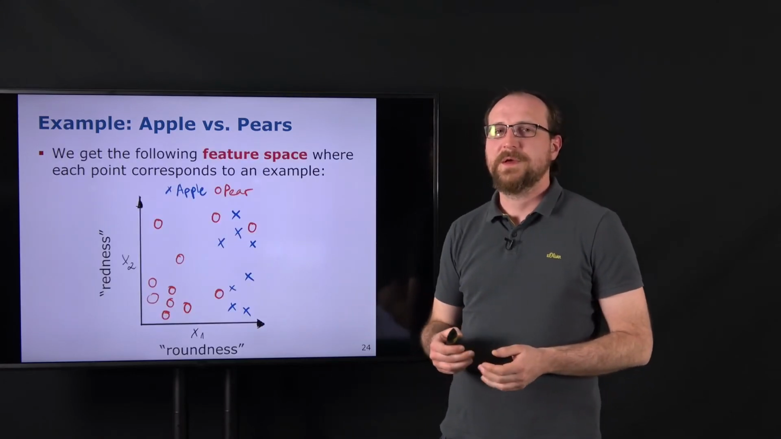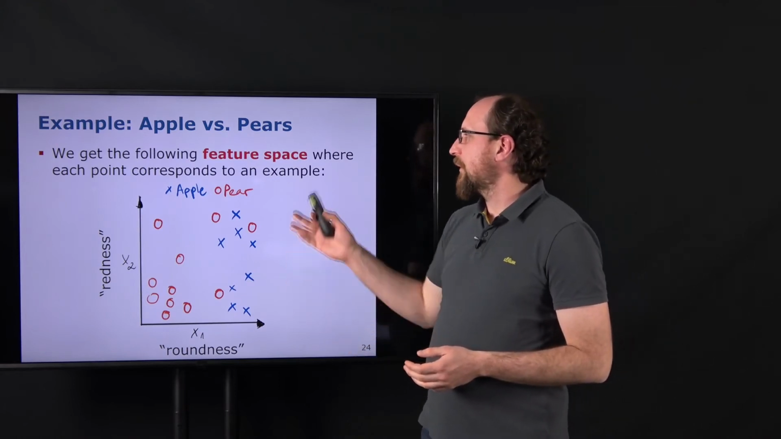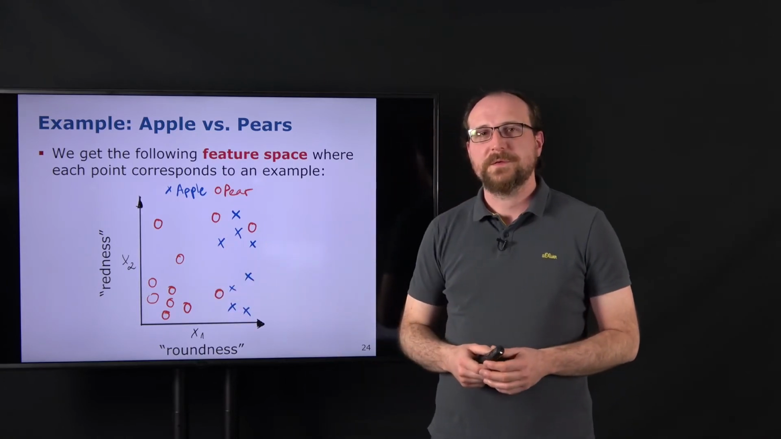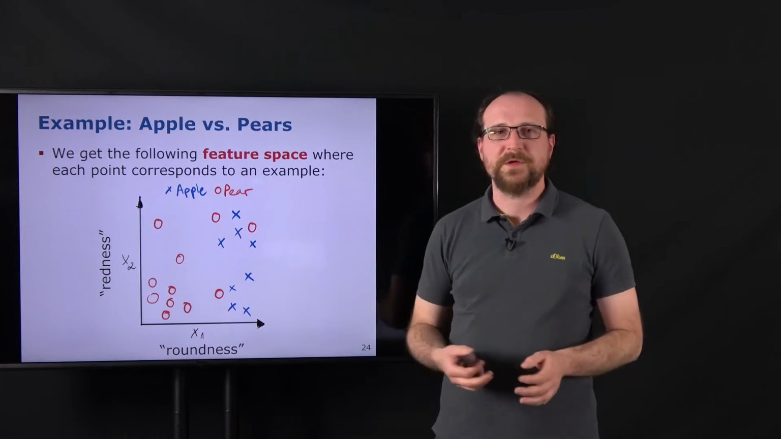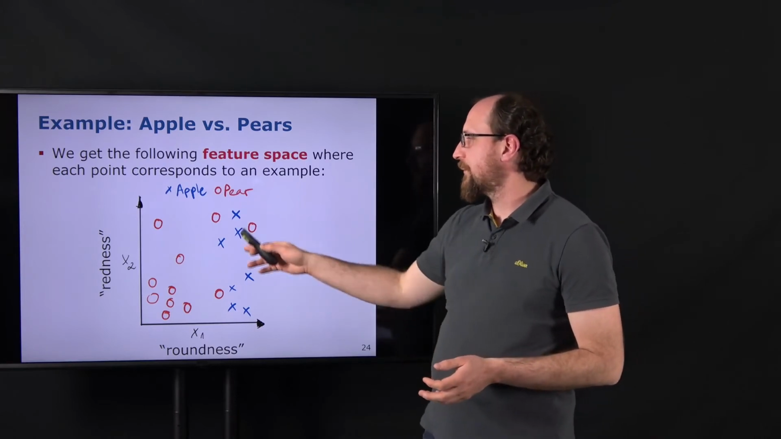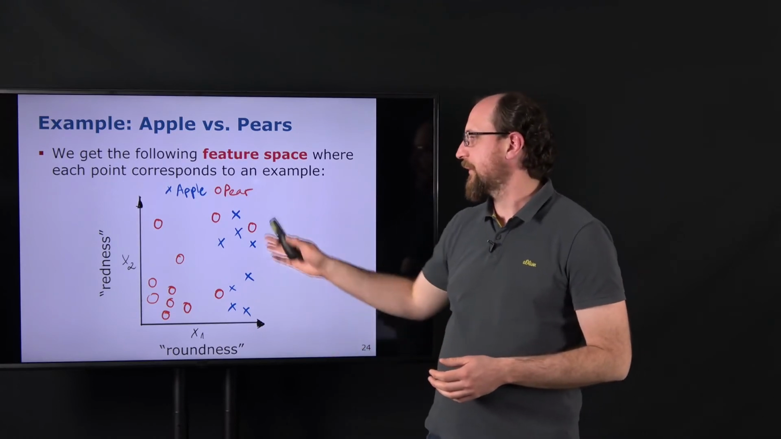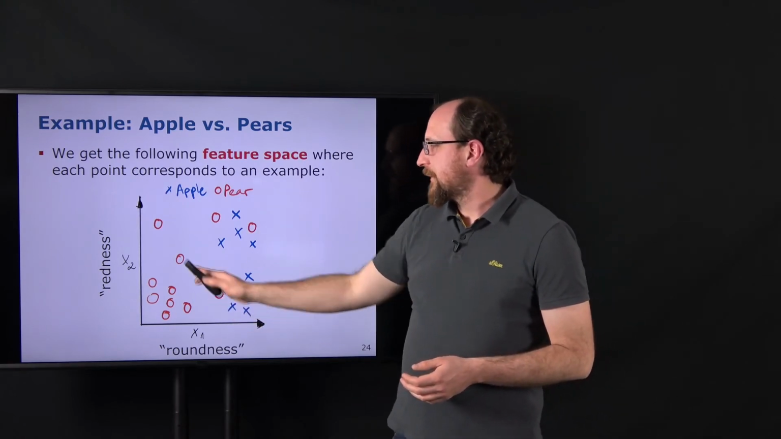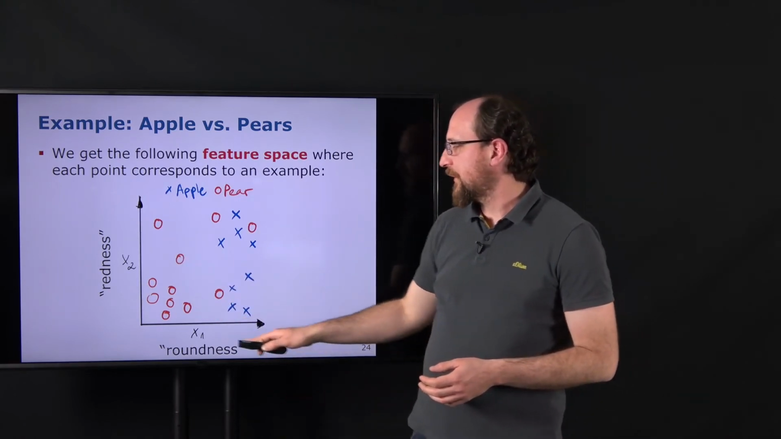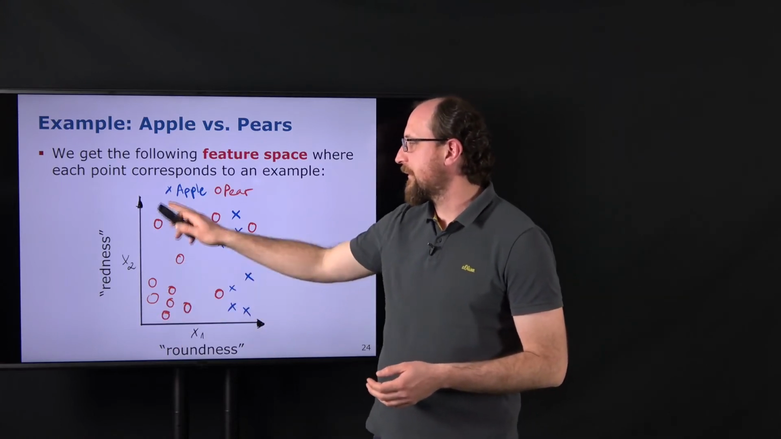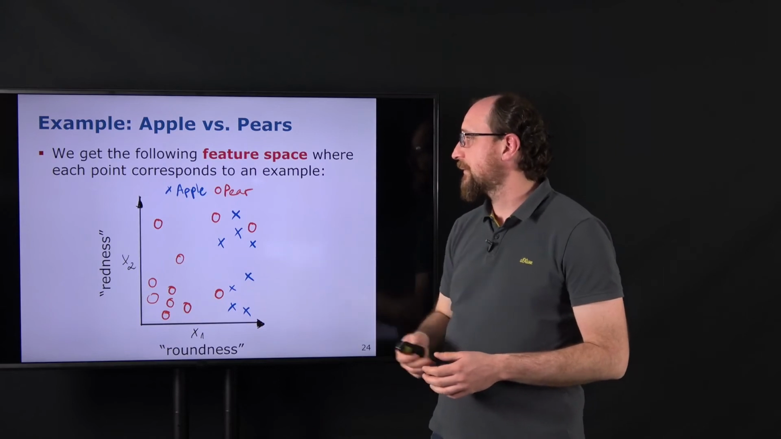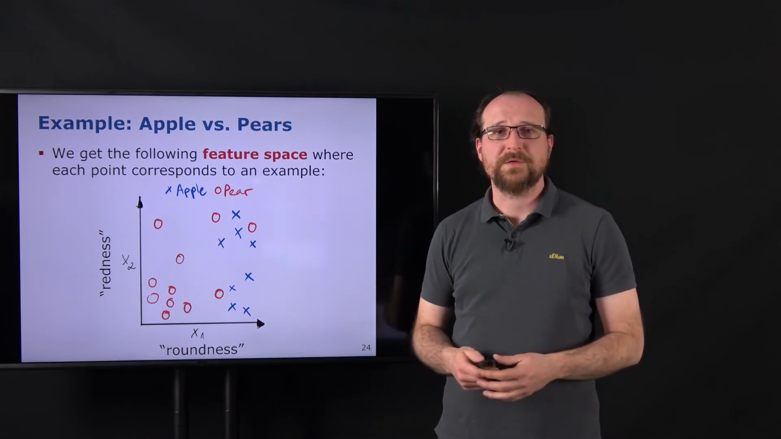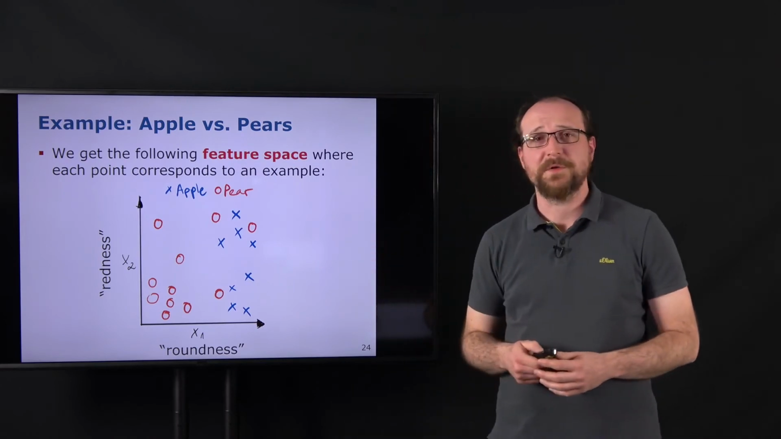For instance, here in this plot. We call this the feature space, and each dot in this graph corresponds to an example which we extracted from an image. The blue crosses are the apples in this example. We see that most of the apples are very round, and the pears are the red circles here. On one axis we have the roundness, on the other axis we have the redness. It might look very different for other data sets, but this is just to give you an example of how it might look.